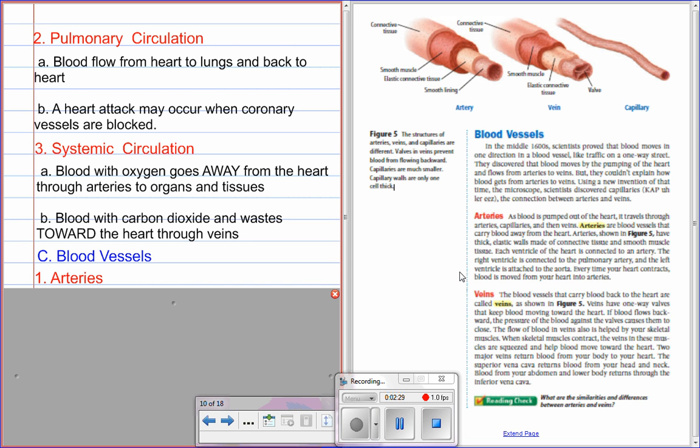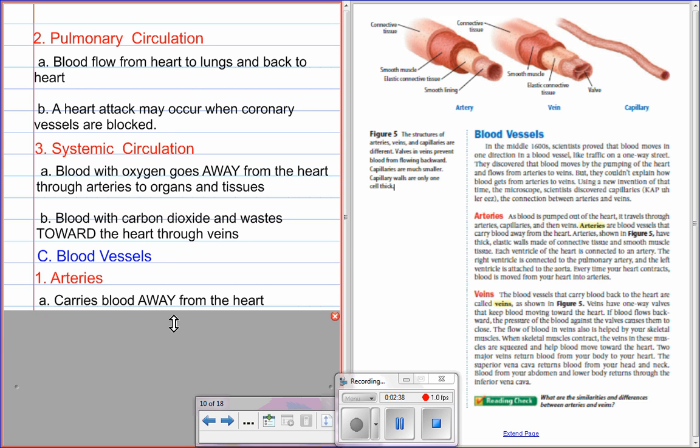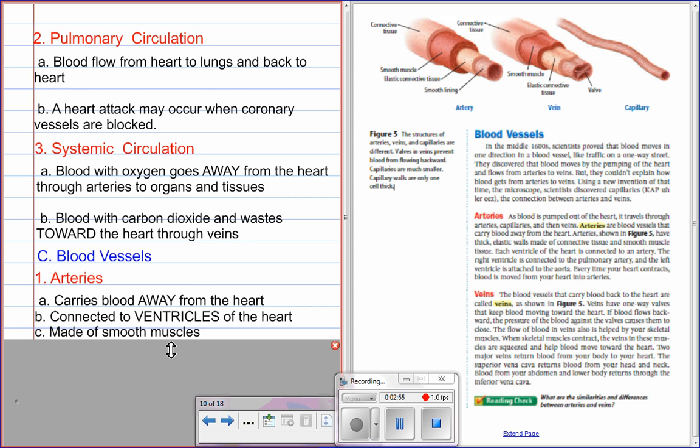Okay, so the ventricles, it goes away from the heart through the arteries. What is an artery? It carries blood away from the heart. On the right side, it goes to the lungs, and on the left side, it goes to the body. Connected to the ventricles of the heart. And arteries are made of smooth muscles.